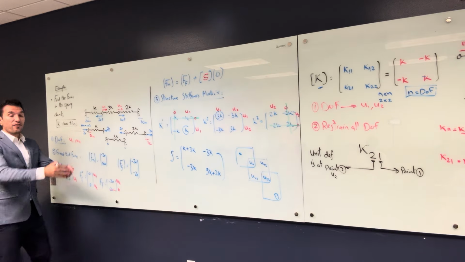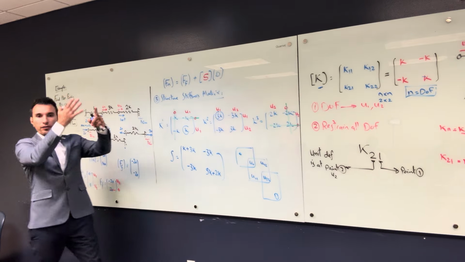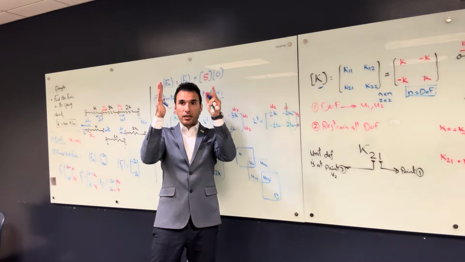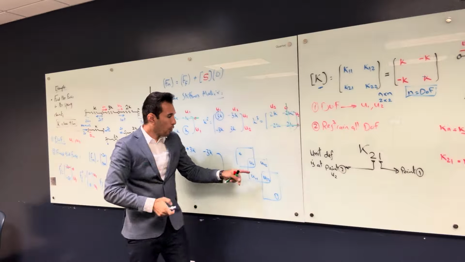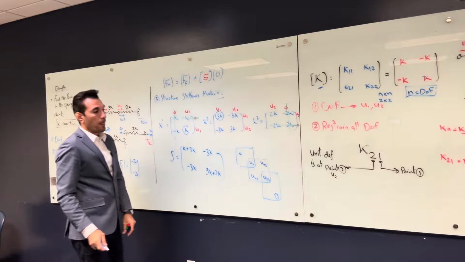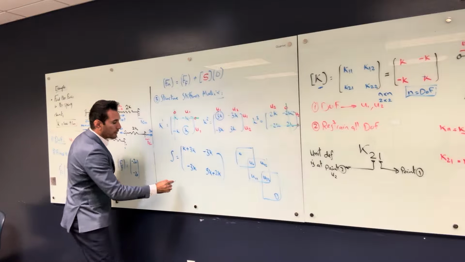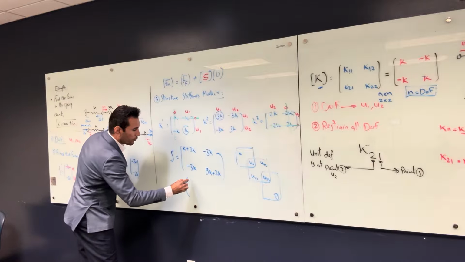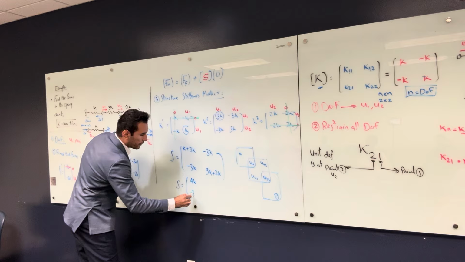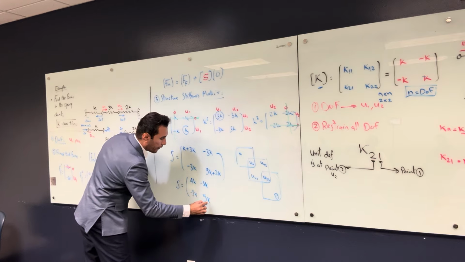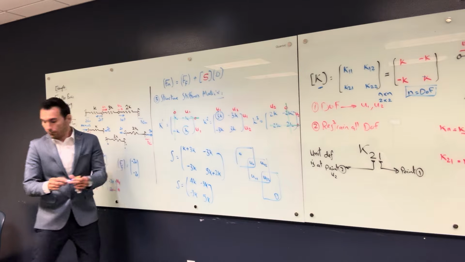All right? If you have a bigger structure, there are going to be a bunch of matrices that are connected to each other. Like if you have 10, you're going to have one here, and one here, and one here, and they are all intersected at some point. All right, so the structure stiffness matrix is going to be equal to 4K, negative 3K, negative 3K, and 5K.